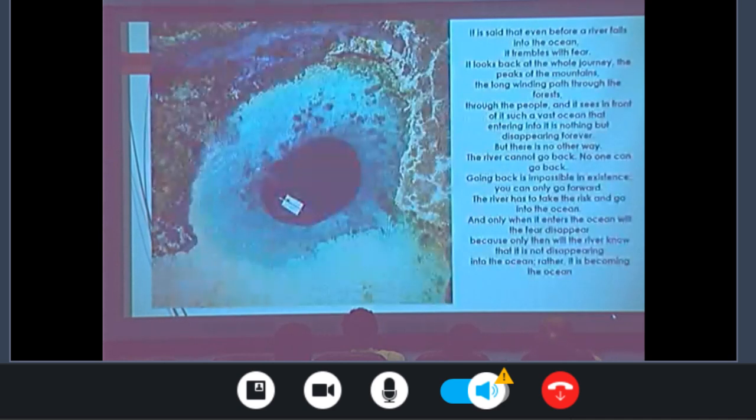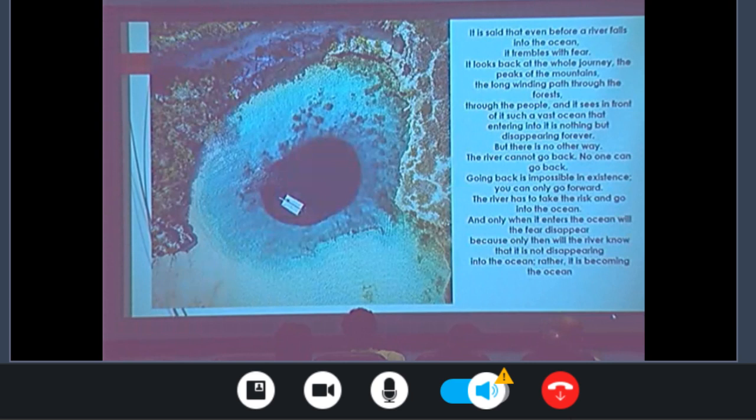take home with you. It's basically about our journey into the world of practicing medicine and taking responsibility into our own hands. It is said that even before a river falls into the ocean, it trembles with fear. It looks back at the whole journey, the peaks of mountains, the long winding path through the forest, through the people, and it sees in front of it such a vast ocean that entering into it is nothing but disappearing forever. But there's no other way.